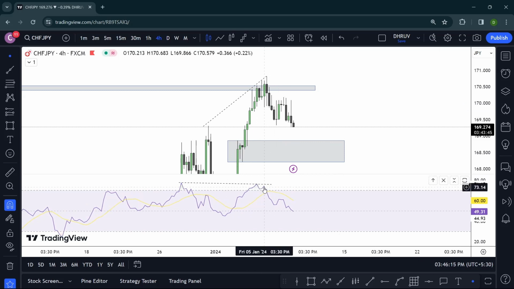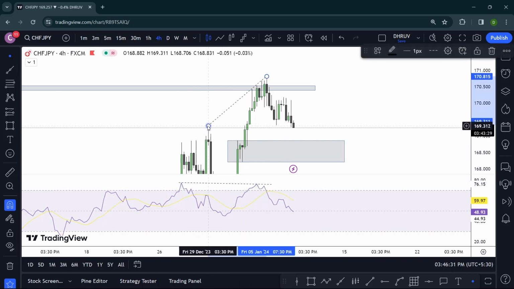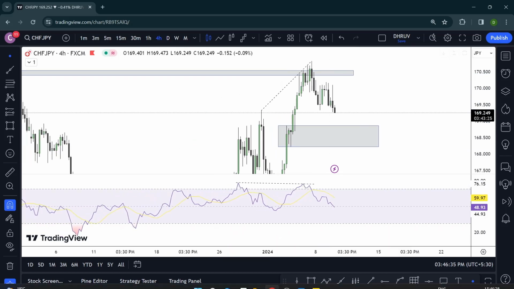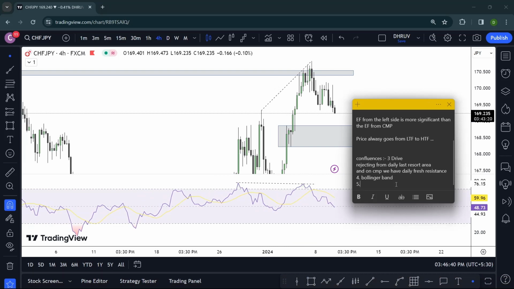If we look at this small structure, this is making a higher high, and this is making a lower low, and this is more like a major divergence. So I'm focusing more on this one rather than the small one. This is our fifth confluence to work with, RSI divergence.